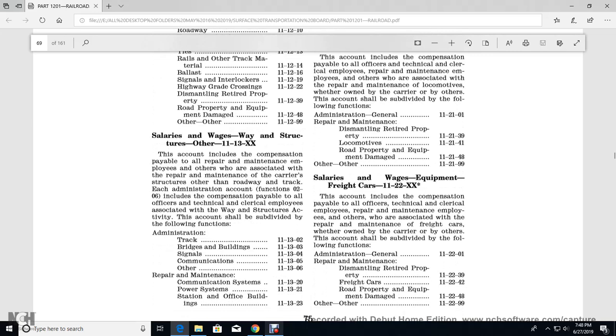Salaries, ways of the structure other than 1113, double X. The account included the compensation payable to repair maintenance for the employee with the other associated repair maintenance of the carrier structure other than roadway track, with the administrator of the account with the function 0206.